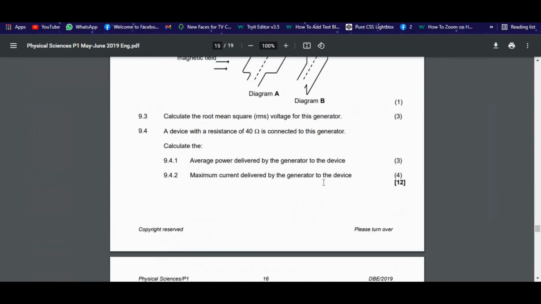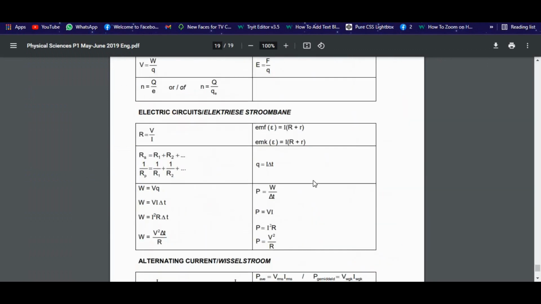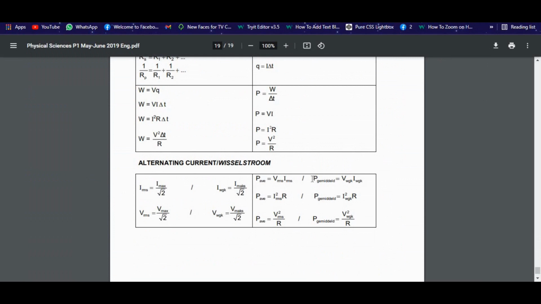Let's go find a formula on the formula sheet quickly. Okay, so let's see. We've got P average, and we've got Vrms. We've also got P average is equal to I squared RMS times R, because we want the maximum current. Alternatively, maximum current can also equal Vmax divided by R. But let me see if I can try one of these formulae over here.